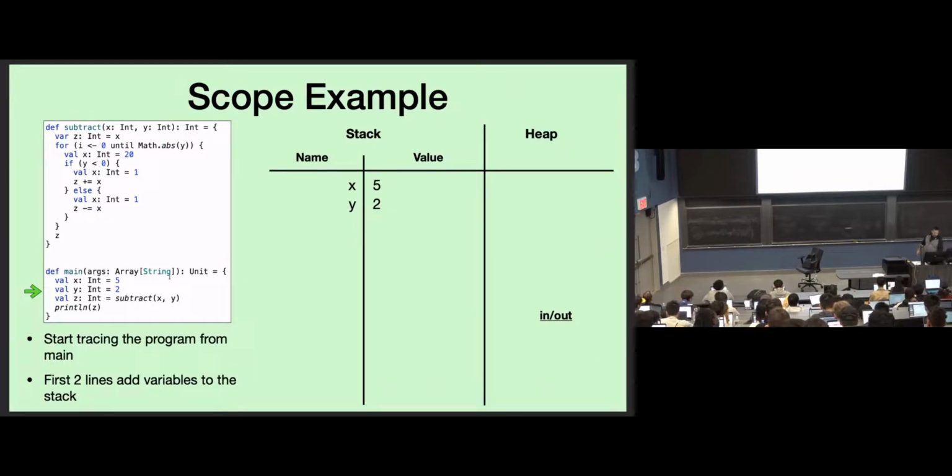But you should be getting used to seeing variable declarations. We're going to declare variables with names X and Y with the values 5 and 2 respectively. Throw those on the stack. I don't have too much to say about that. That should be old hat at this point in time.